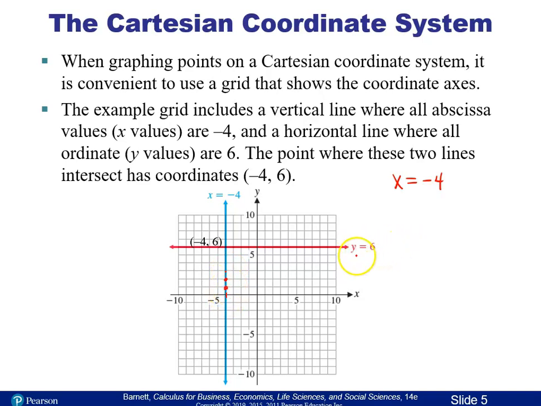Same thing with a horizontal line. All horizontal lines start y equals, and that just means that every point on that horizontal line is going to have the exact same y value. So if I was to write the ordered pairs for each of these points that I'm listing, they would all have a y coordinate of 6. Like this would be the point (1, 6), and then we would have (2, 6) as the next point, and then (3, 6), (4, 6), and so forth. But they all have a y coordinate of 6, and that's because the equation is y equals 6.